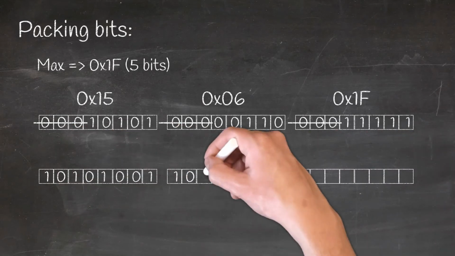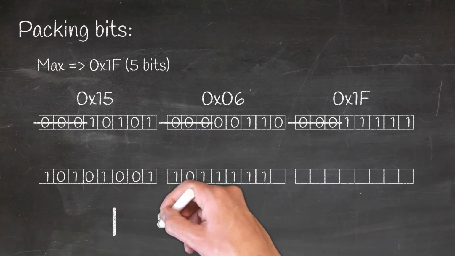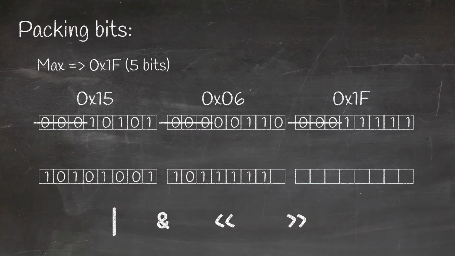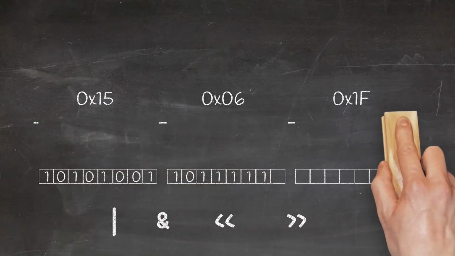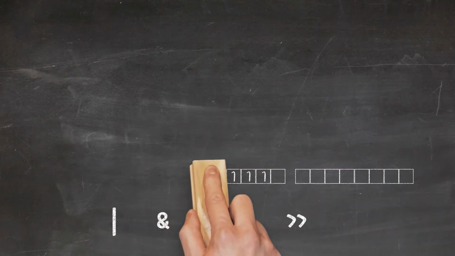But we'll have to use some bitwise operations like shifting and ORing and masking and all of this so we can fit them together without wasting bits. So from now on, just assume that everything is packed and everything is read with bitwise operations.